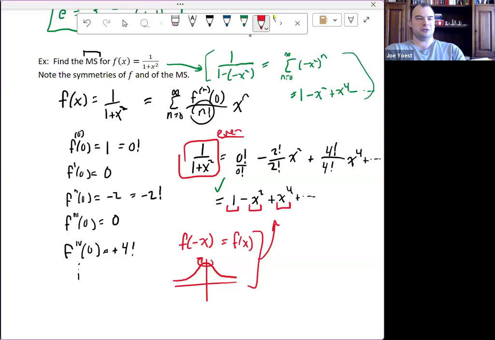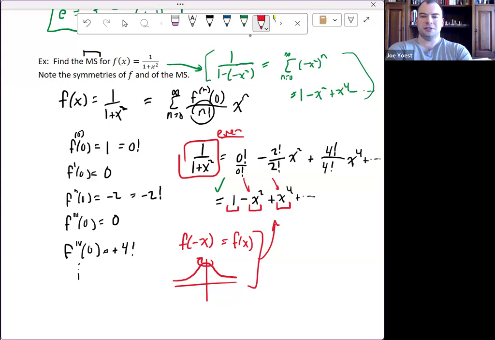If there were any odd powers represented, x cubed or x to the fifth or something that didn't have a coefficient of 0, when I swap x for negative x, that negative will persist through, right? Negative x all cubed will become negative of x cubed, and then the thing will change. But because these are all even powers, the even power kills the negative and nothing changes.